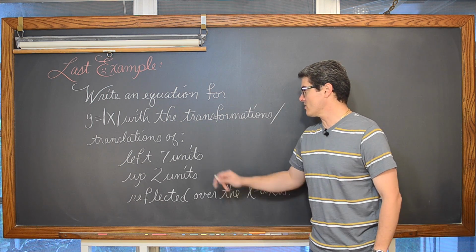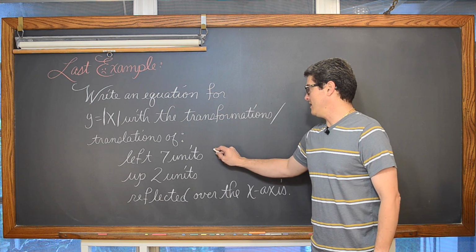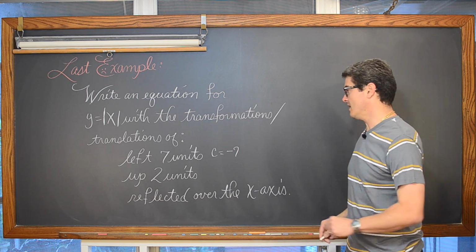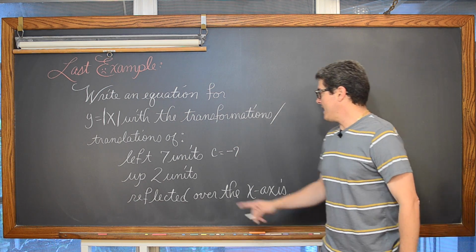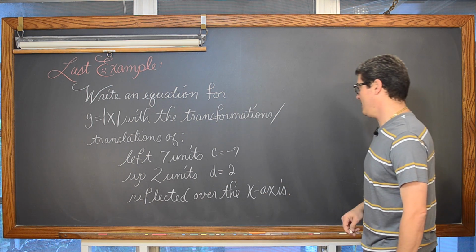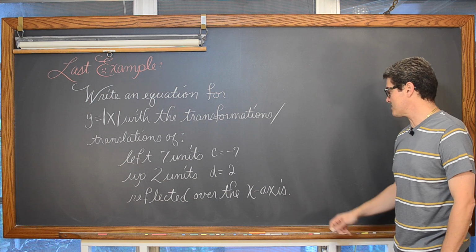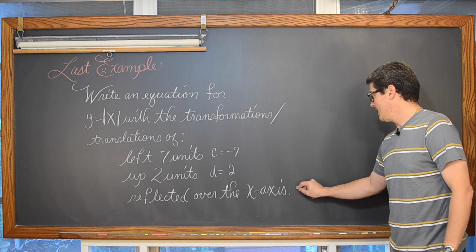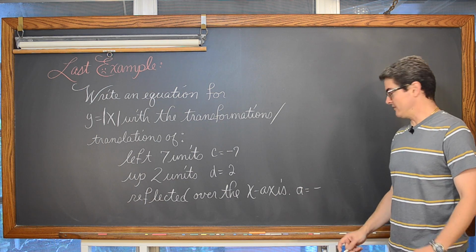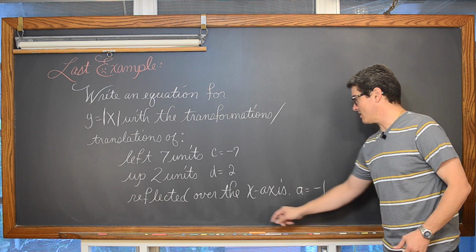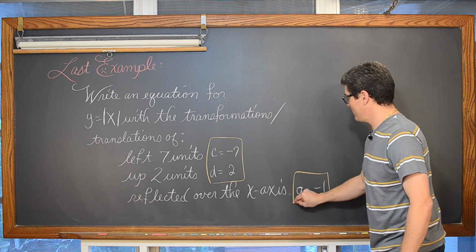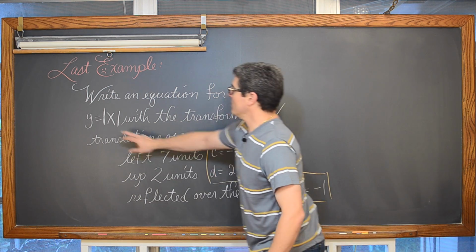Well, this means that we're going to have a c value which is equal to -7 because we're pushing the graph to the left as opposed to the right. We have a shift up, so our d value is going to be equal to 2. And the reflection over the x-axis means that our leading coefficient, or a, needs to be negative. And we don't have a stretch, so we're going to call that -1. So here are the values that we need to basically sneak into our parent function.